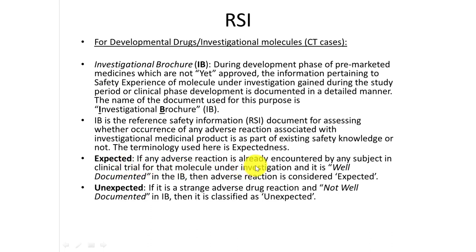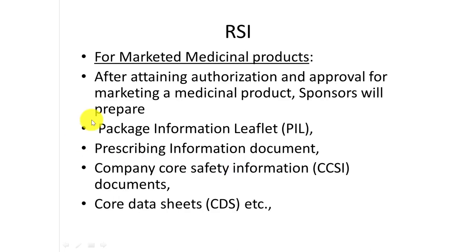So if any adverse reaction is already encountered, for example, IB is one of the documents and it's already mentioned that any XYZ reaction, for example, it can cause an anaphylactic reaction. If it is available, then it's called expected. If it is not available and the patient experiences that adverse event, then it's called unexpected. In that also, there is a term used, well documented. I will explain that in detail. There is a difference between documented and well documented, that we'll see in detail. This terminology will come in all of listedness, unlisted, labeled, unlabeled. So only documentation is not important, it should be well documented. We'll see that going forward.